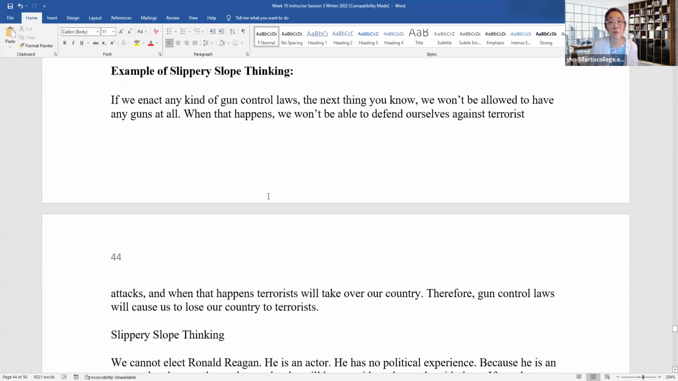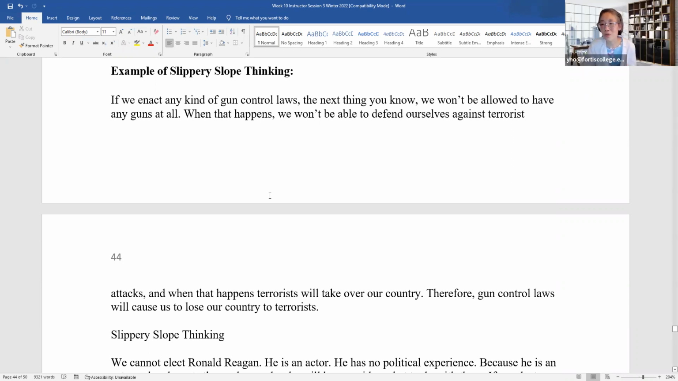So here's an example of slippery slope thinking. If we enact any kind of gun control laws, the next thing you know, we won't be allowed to have guns at all. When that happens, we won't be able to defend ourselves against terrorist attacks. And when that happens, terrorists will take over our country. Therefore, gun control laws will cause us to lose our country to terrorists. Do you see how that makes no sense? Yeah. Okay, so that's an example of slippery slope thinking.